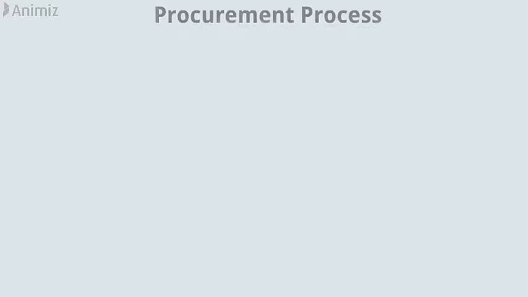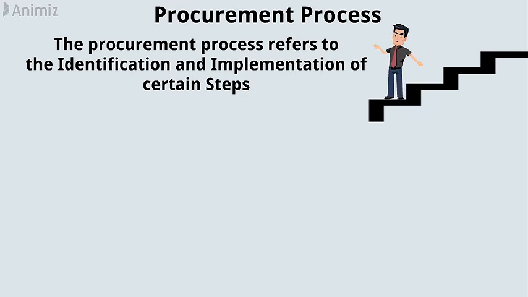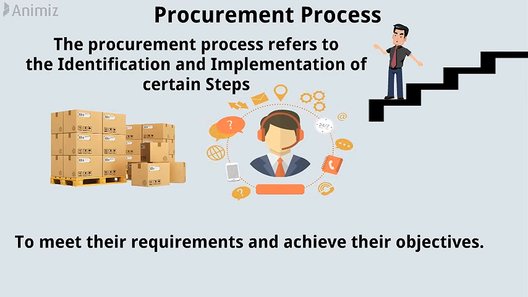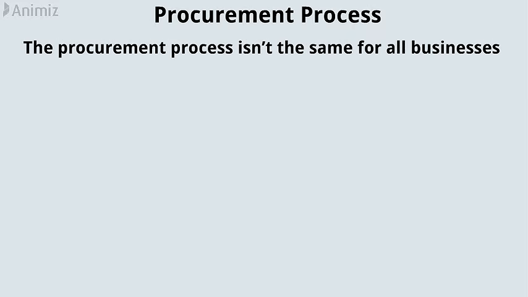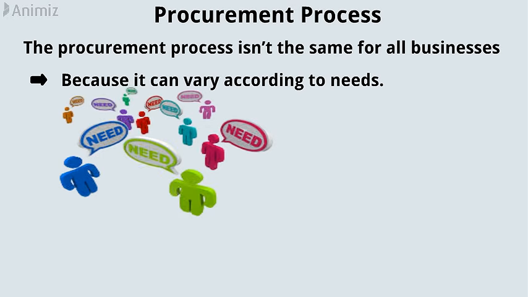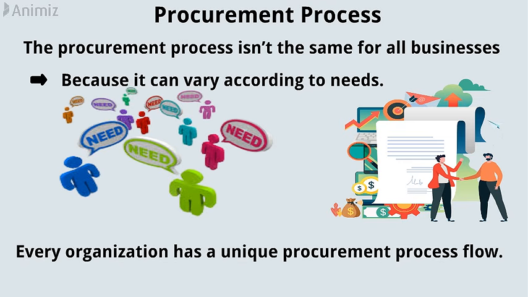Now, come to the procurement process. The procurement process refers to the identification and implementation of certain steps to ensure that they can acquire goods and services to meet their requirements and achieve their objectives. The procurement process isn't the same for all businesses, because it can vary according to needs. Each business has its own set of needs, and so it will have a different procurement process compared to another business, which has different requirements. Every organization has a unique procurement process flow.